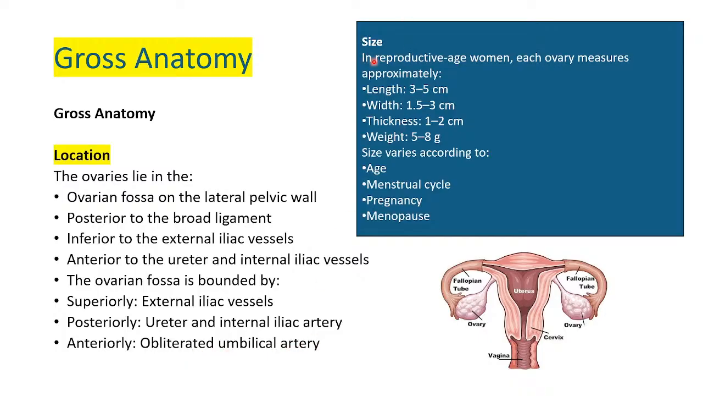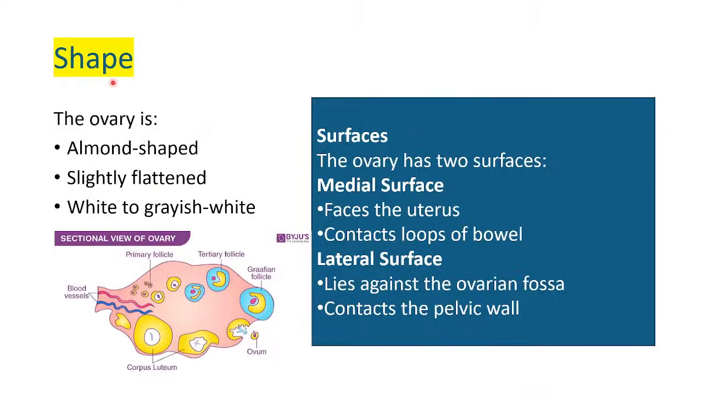The size of the ovary in a reproductive age woman: each ovary measures approximately 3 to 5 centimeters in length, 1.5 to 3 centimeters in width, and 1 to 2 centimeters in thickness. The weight of an ovary is between 5 to 8 grams. Size varies according to age, the menstrual cycle, pregnancy, and menopause. As for the shape, the ovary is almond shaped, slightly flattened.